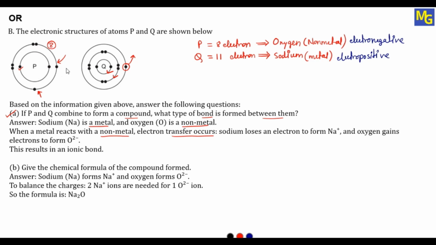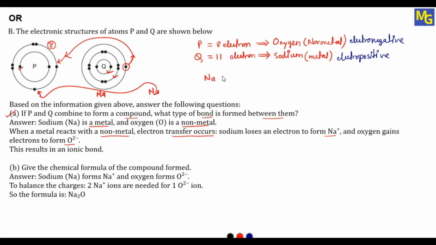So how to add this electron? This one sodium will give 1 electron like this, another sodium will give 1 more electron like this, and therefore 1 oxygen combines with 2 sodium by transfer of electron. Therefore here you can see sodium loses an electron to form Na plus, oxygen gains electrons to form O minus.